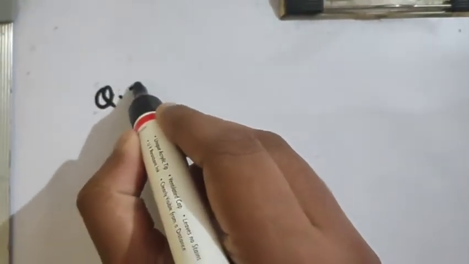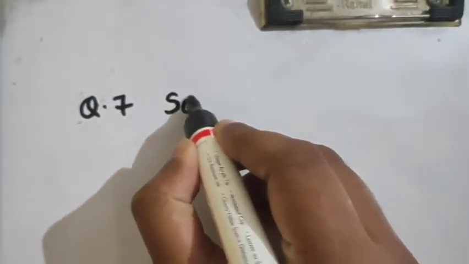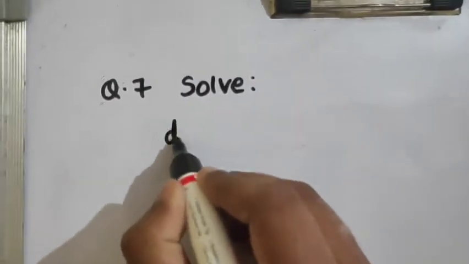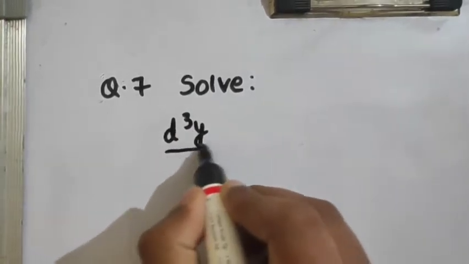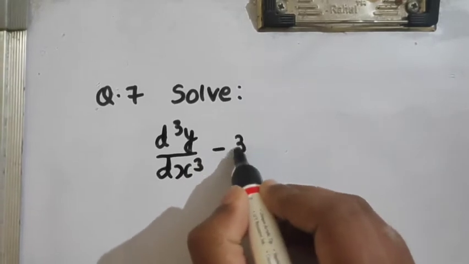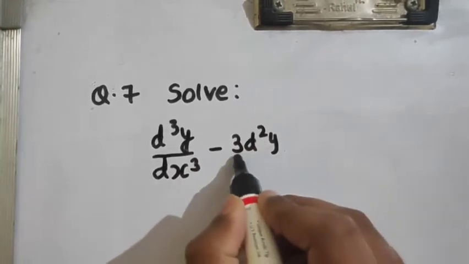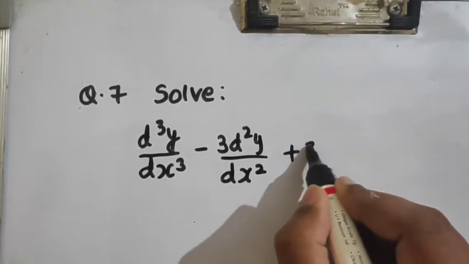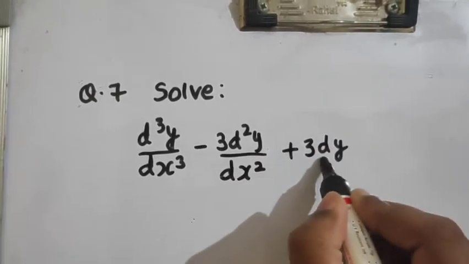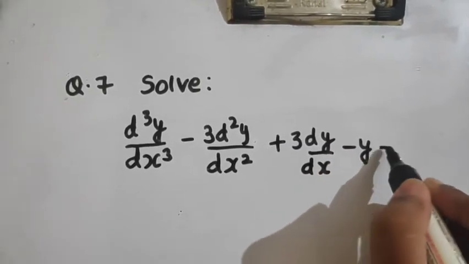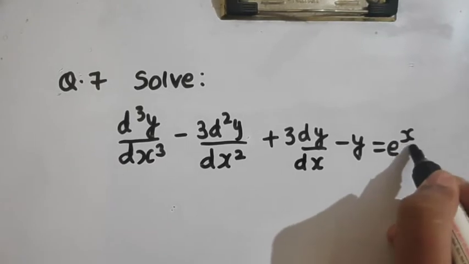So moving on to question number 7. The question is, solve d cube y by dx cube minus 3 d square y by dx square plus 3 dy by dx minus y equals e power x plus 2.